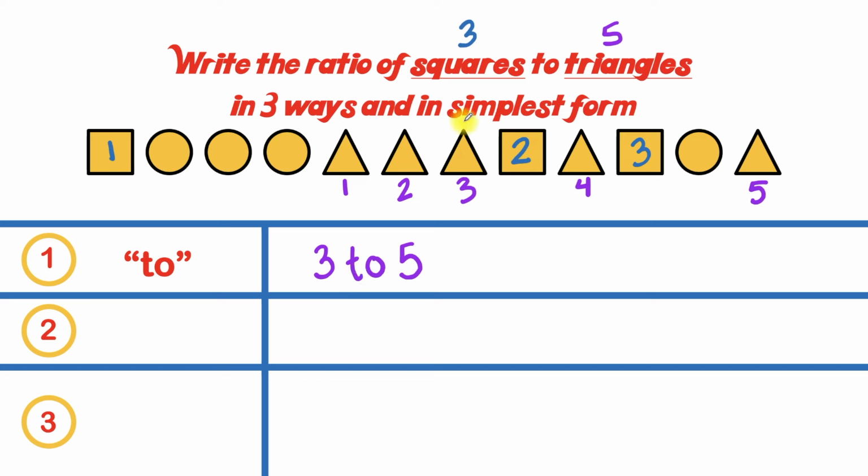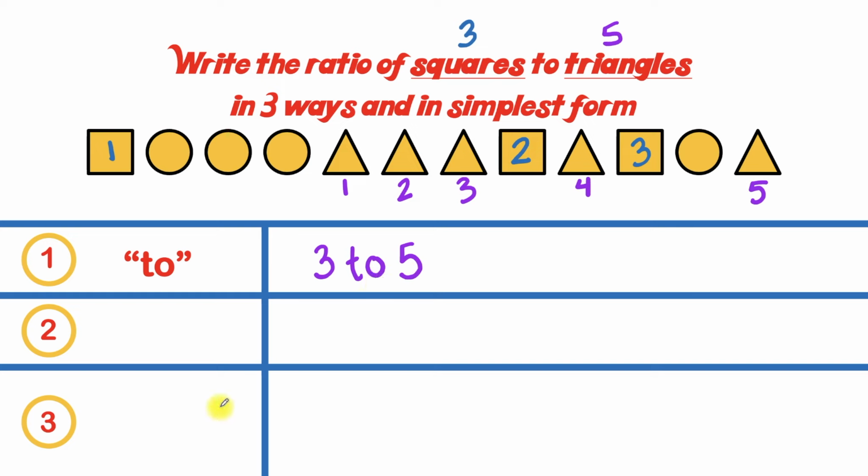We were asked to put it in simplest form, but we're lucky here because there's no way that we can reduce this ratio. There's no number that can divide both 3 and 5, except for 1, but that doesn't change anything. So we're done with the first way.